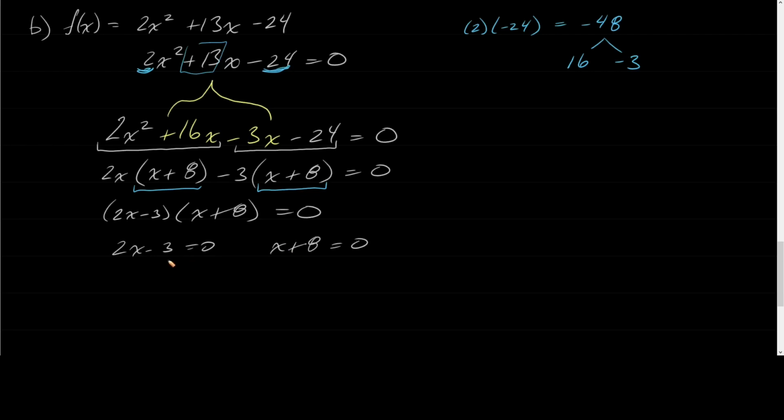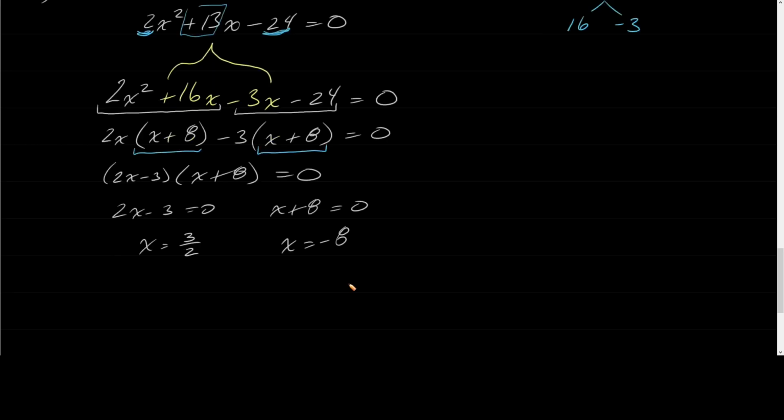From the first one, add 3, divide by 2, x is equal to 3 halves. From the second one, subtract 8, x is equal to negative 8. So those are my two zeros, all right? In other words, those are my two x-intercepts, at 3 halves and at negative 8. All right. Next one, so that was B.